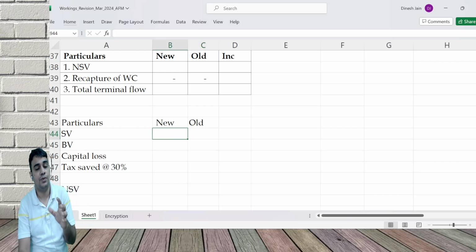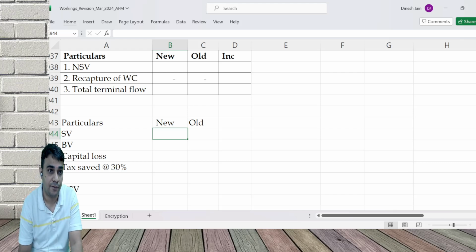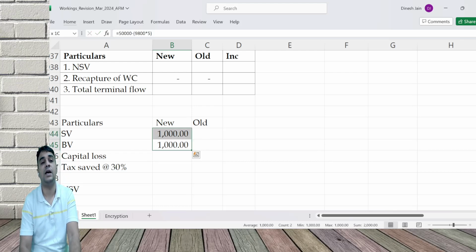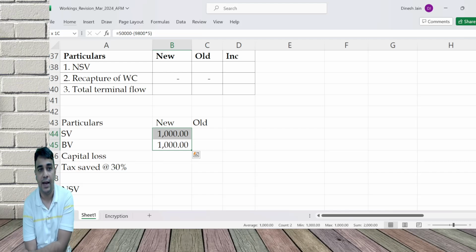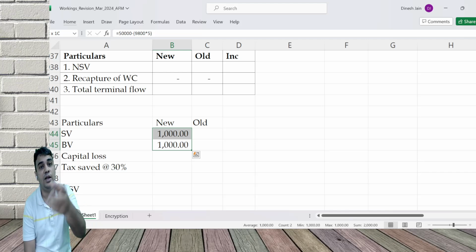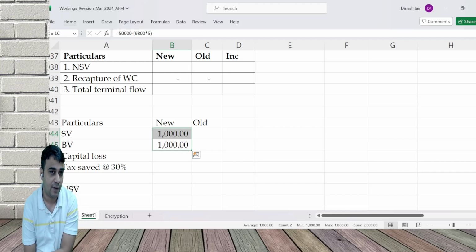Okay, coming to this: what is the sale value of the new machine after 5 years of life? 1,000. Book value is also 1,000. How is it 1,000? 50,000 minus 9,800 into 5. The moment both are the same, you need not do any calculation. Initial 2-3 questions you should do this calculation. Later on in your mind, if both are the same, copy the sale value as NSV.